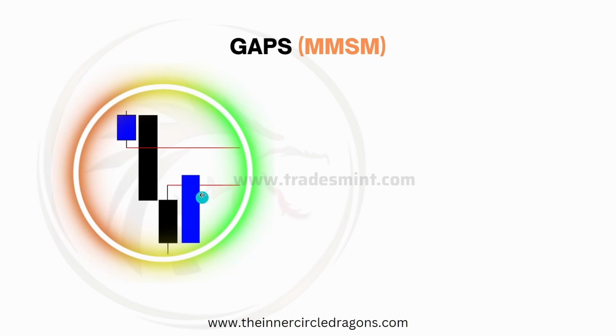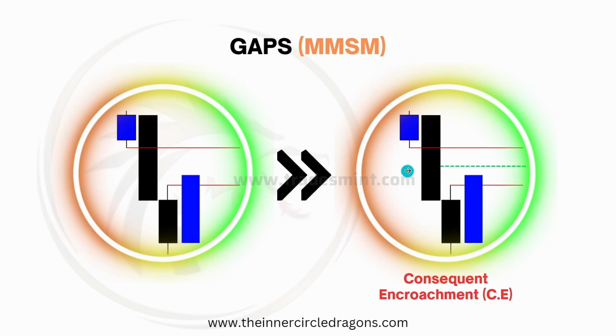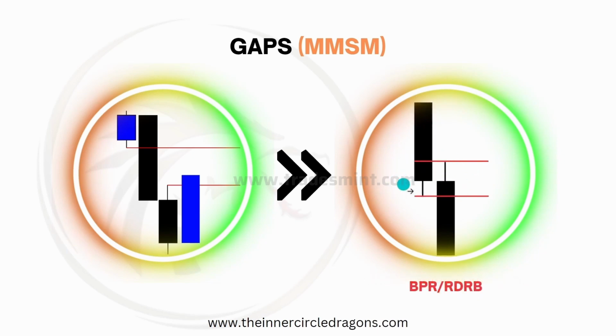Now, when price is retracing inside of a fair value gap, there are a few things that I look for inside of this gap on a lower time frame, such as the consequent encroachment or the 50% level between the premium high of the fair value gap and the discount low of the fair value gap. I also look for volume imbalances and areas of where we have balanced price action or an area of redelivered rebalance.